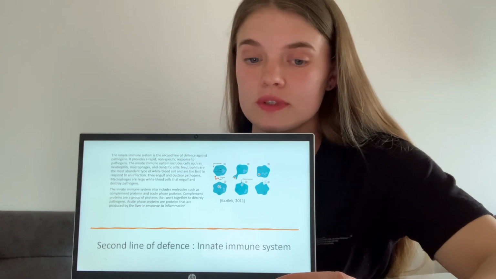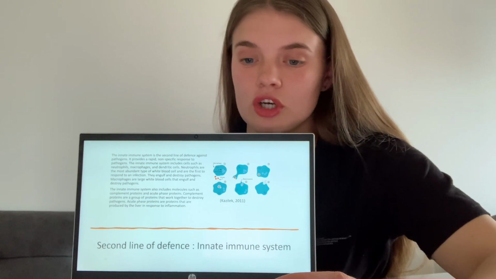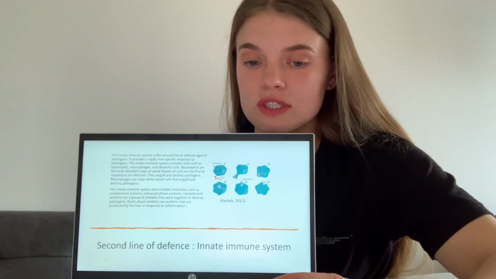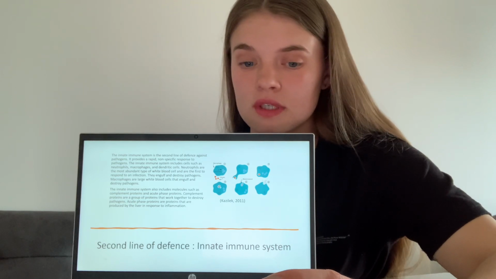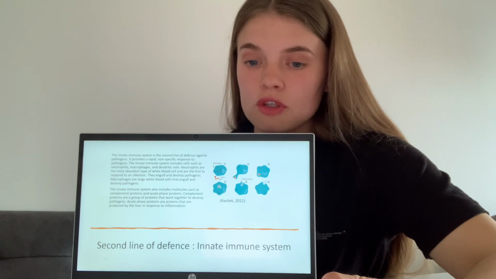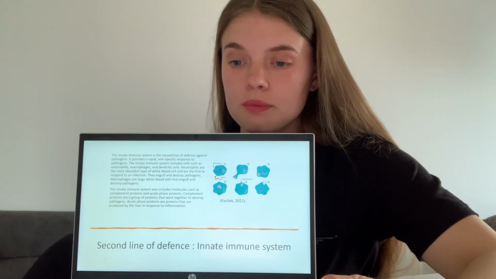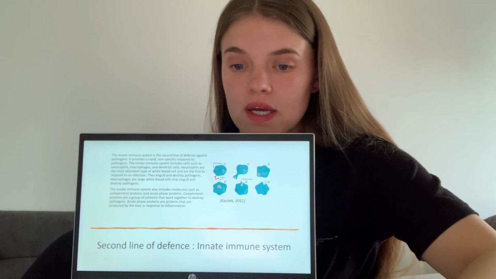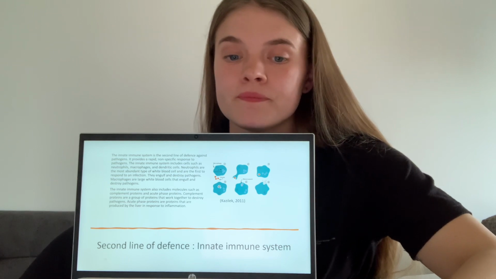Macrophages are large white blood cells that engulf and destroy pathogens. They also produce cytokines, which are signalling molecules that activate other cells of the immune system. Dendritic cells are specialised white blood cells that recognise and present antigens to T cells. The innate immune system also includes molecules such as complement proteins and acute phase proteins. Complement proteins are a group of proteins that work together to destroy pathogens. Acute phase proteins are proteins that are produced by the liver in response to inflammation.